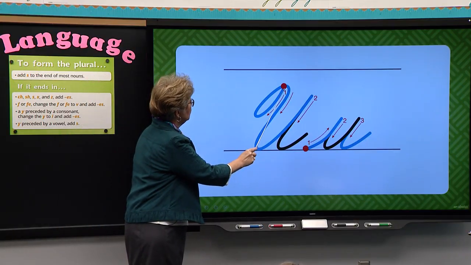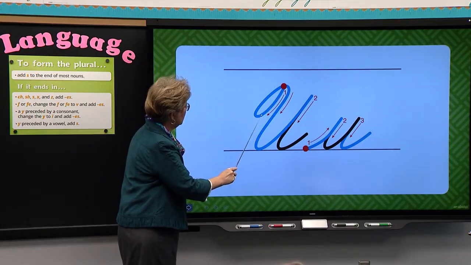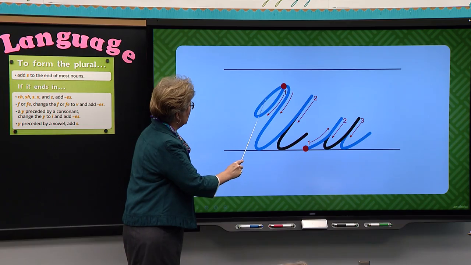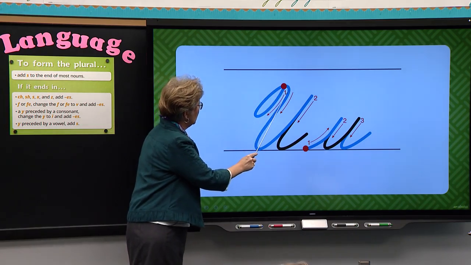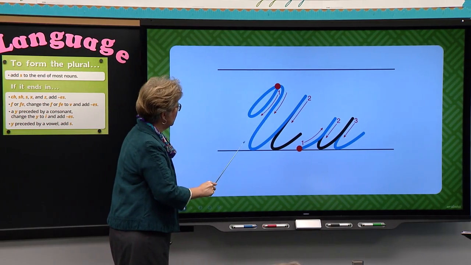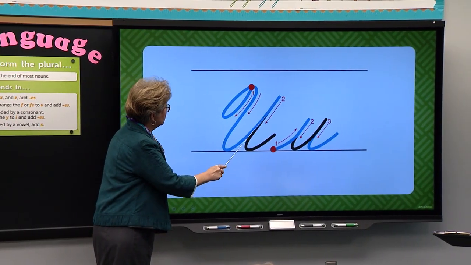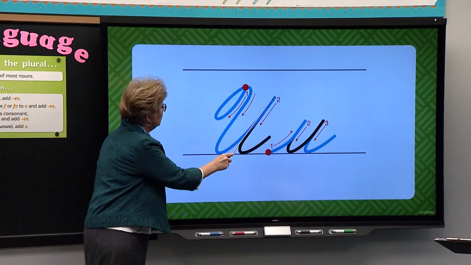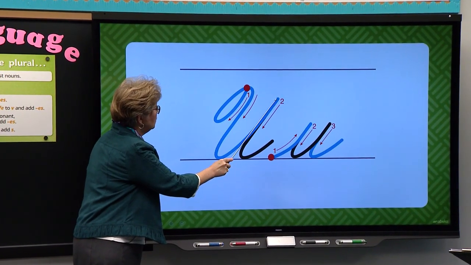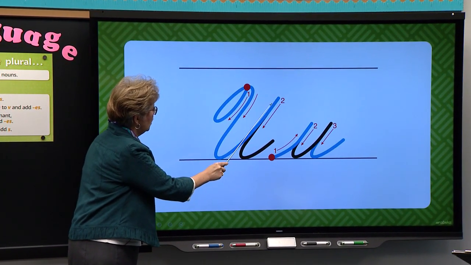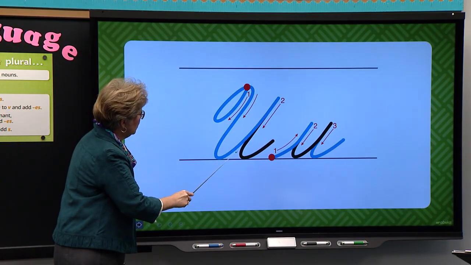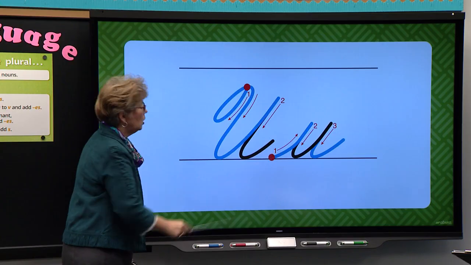We're going to start at the red dot, come down, then loop around to the outside, go back up through the red dot, down to the baseline, and slant up. Notice we are not going quite as high as we did, so we won't touch that 3/4 line again. Come back down, and here's our connecting stroke.